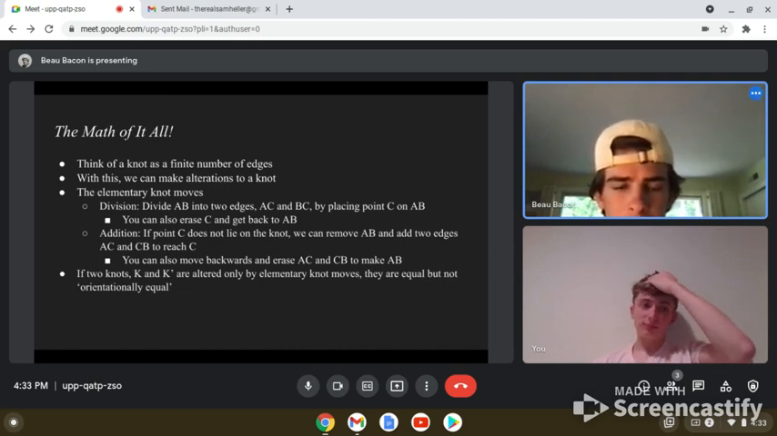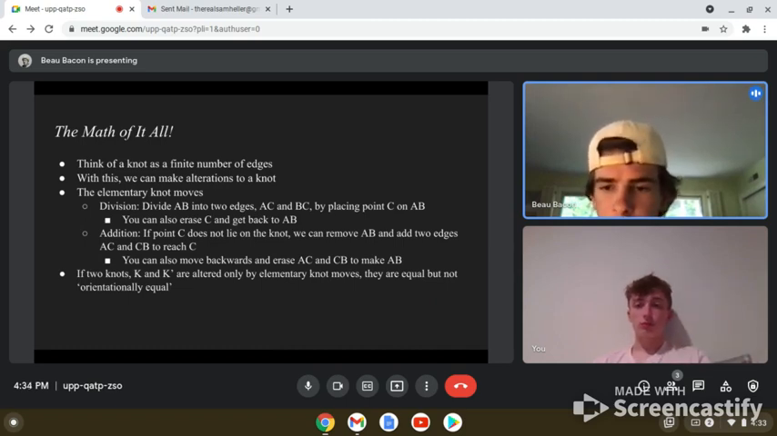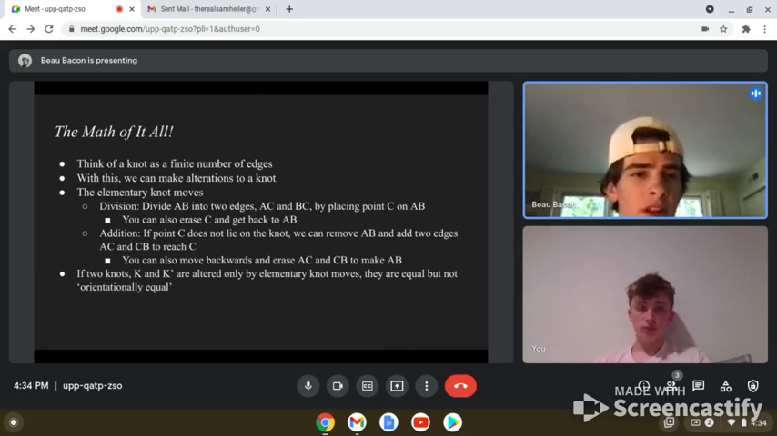And if two knots are only altered by elementary knot moves, they are technically equal, but they're not orientationally equal, which means they're the same type of knot, but they just are orientated differently.